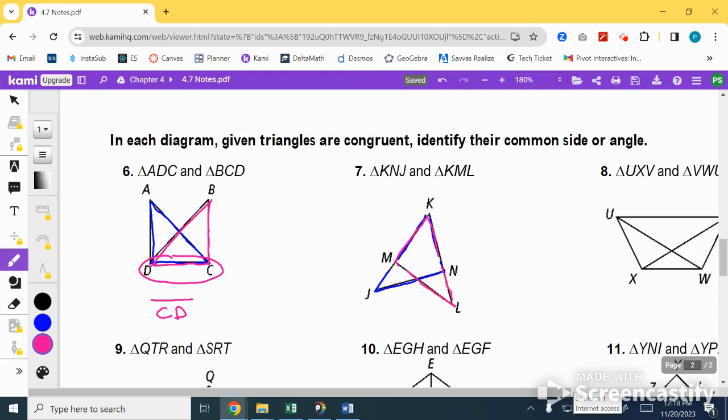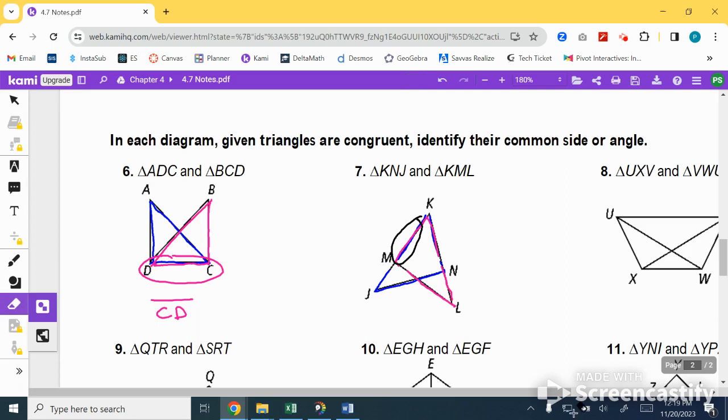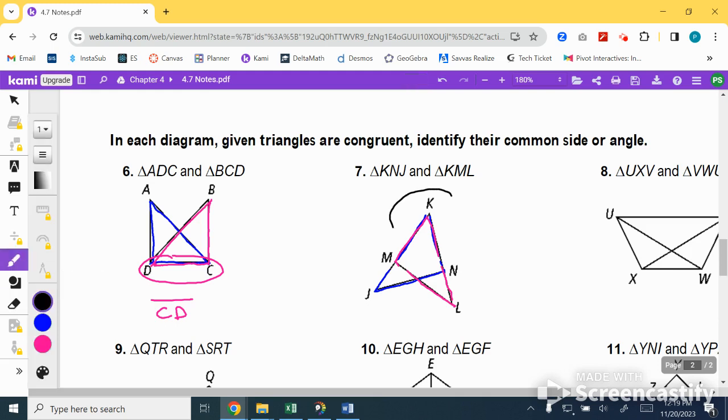Now be careful, because in this triangle, I notice I have pink and blue right there. The problem is the pink only goes part way down. The blue goes all the way, so that is not a common side. Not a common side. I've got the same problem over here with K and N. Not a common side. But what I do have in both triangles is right there. You see how angle K is completely within both triangles? So my answer here is angle K.